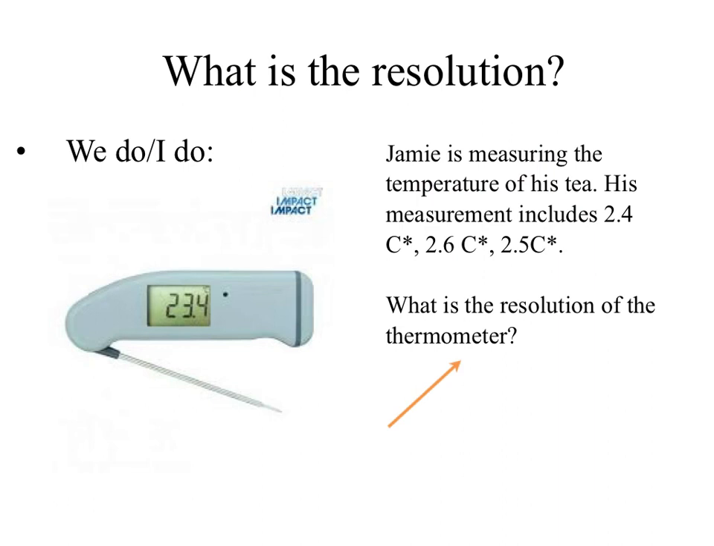So what is the resolution? So Jamie is measuring the temperature of his tea. His measurements include 2.4 degrees Celsius, 2.6 degrees Celsius and 2.5 degrees Celsius. What is the resolution of the thermometer? So you'll get asked this question quite a lot. We've measured it to one decimal place, so it would be 0.1. So that was what the resolution of the thermometer would be. Okay?